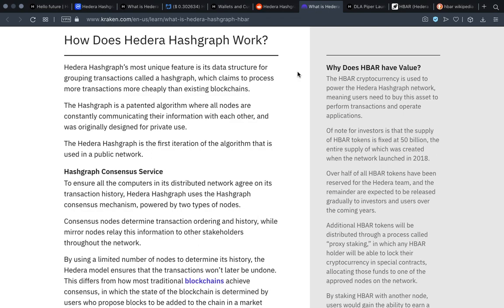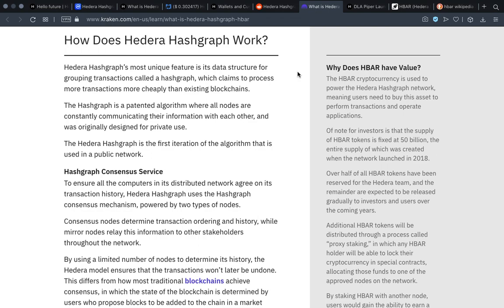How does Hedera Hash Graph work? Hedera Hash Graph's most unique feature is its data structure for grouping transactions called a hash graph, which claims to process more transactions more cheaply than existing blockchains. The hash graph is a patented algorithm where all nodes are constantly communicating their information with each other, and was originally designed for private use. The Hedera hash graph is the first iteration of the algorithm that is used in a public network.